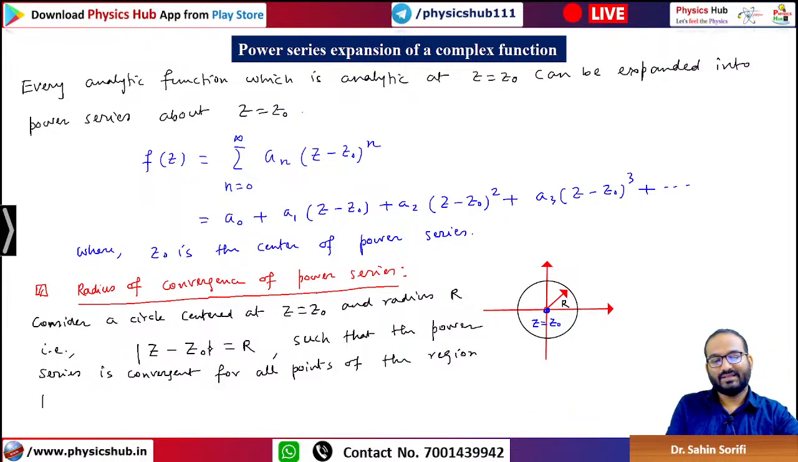You see, |z minus z0| equals r. What does it represent? It represents this circle, right? Now, if it is |z minus z0| less than r, what does it represent? It represents the inside points, excluding the points on the perimeter. Convergent for all points in the region |z minus z0| less than r. Less than r means all the inside points within the circle.